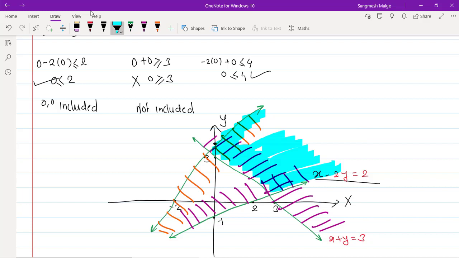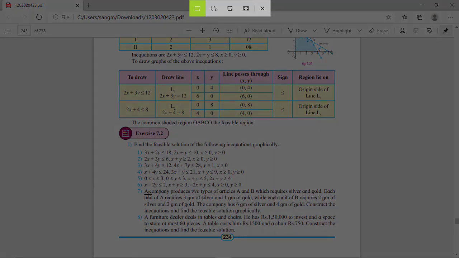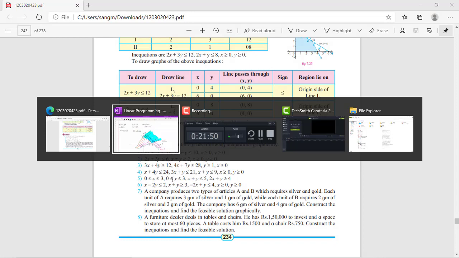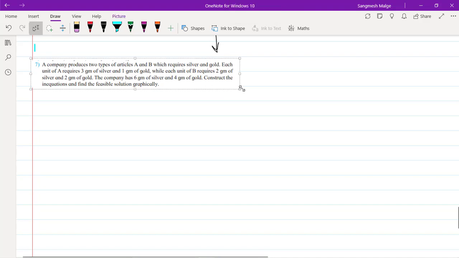Okay, so I hope it is clear to everyone. You can add any number of inequalities in this. Great. Okay, so let's see the next question now. So the next question is, yes, now we have the descriptive type of questions, which are good actually. So let me paste it here. Let's zoom it.